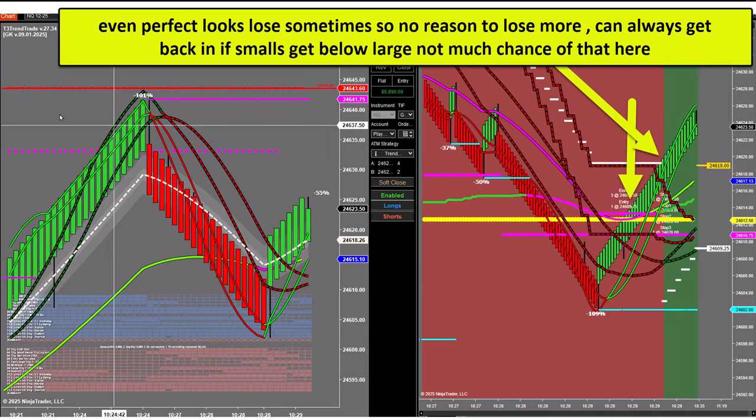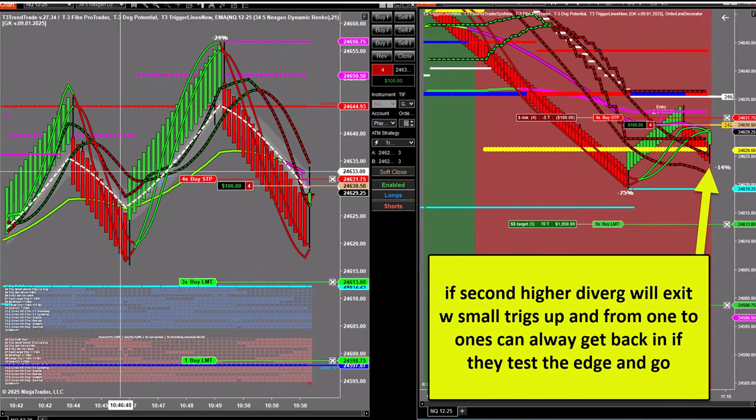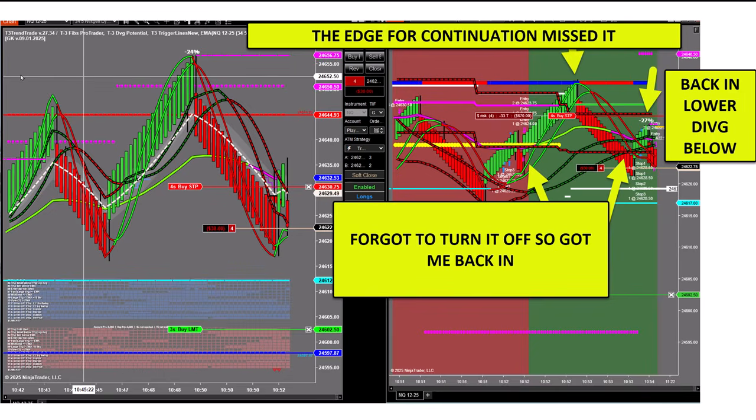So perfect trade, perfect entry, just didn't work. Happens sometimes. The next system trade was a short, which I love. Because the triggers were a little past the reversal bar marker, I gave it a little bit more room. And then ultimately, if a second higher divergence closes above, I'm not going to lose anything. And sure enough, it went up. And I forgot to turn off the system on replay, so it put me back in at the same spot, unfortunately. And I managed out of it, break even, and then I got lower divergence, so I got back in.